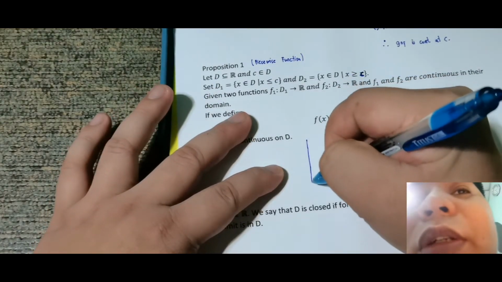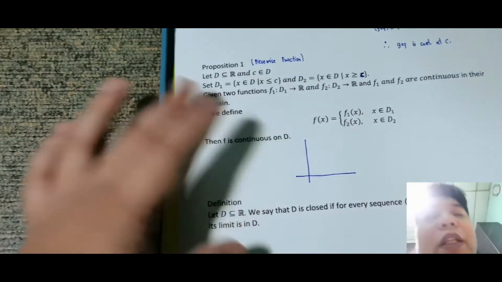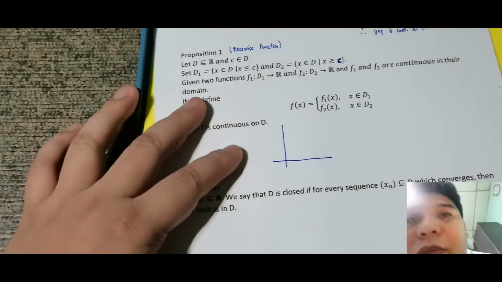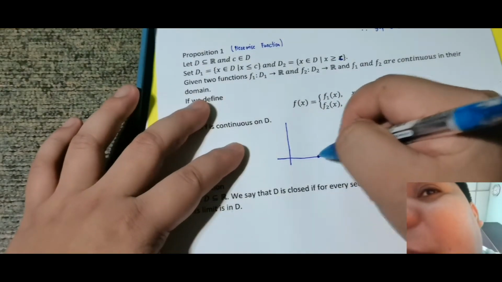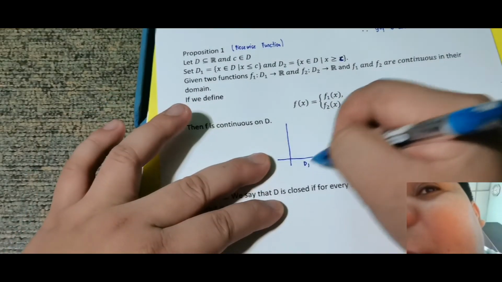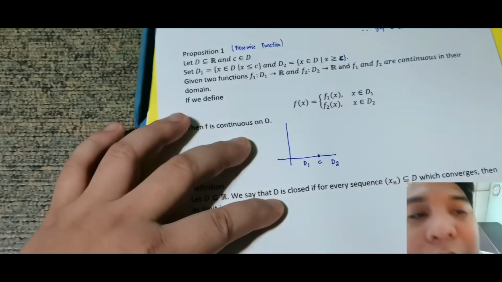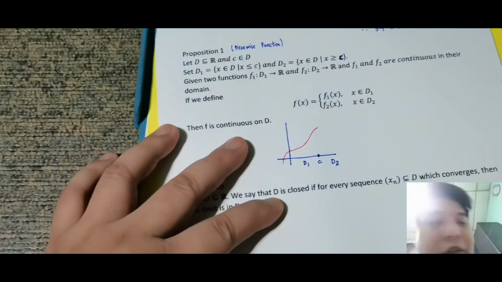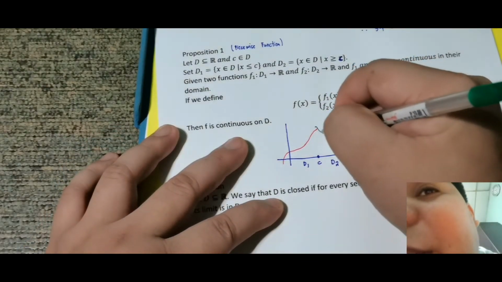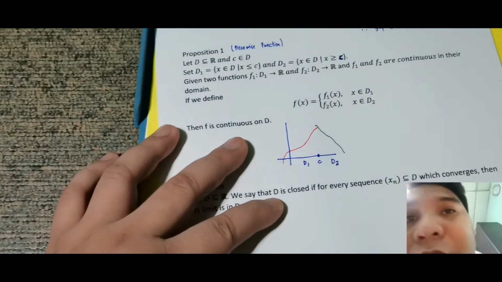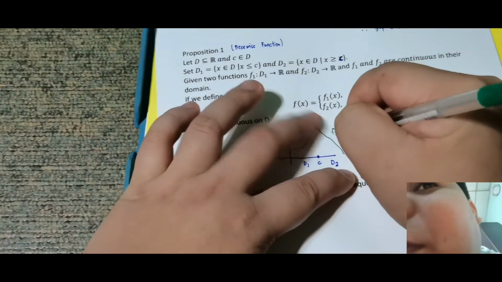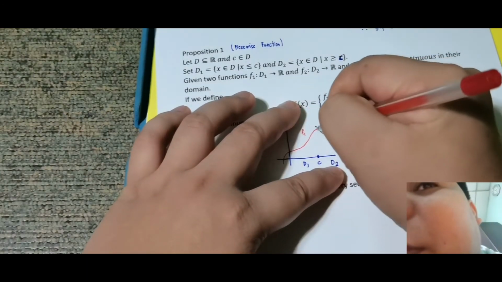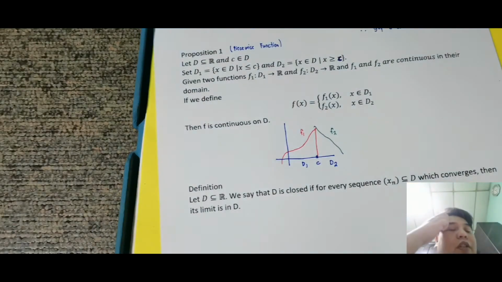Pag nagdrawing tayo ng piecewise function, hindi lagi ganito itsura. Depende kasi sa domain. So assuming yan yung f and d. Assuming ito yung d1, ito yung point C, at andito yung D2. At some point function dyan, mag-map dyan, then at some point sa kabila, function dyan sa kabila. Ito yung f sub 2, then ito yung f sub 1. Ganyan usually itsura yan.